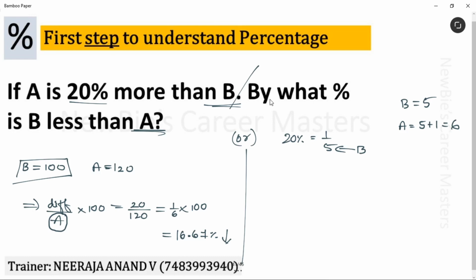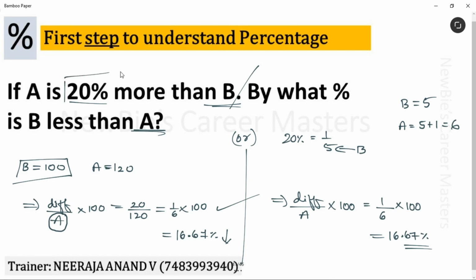Let's come to the actual question now. By what percent is B less than A? Less than, more than, again we have to take the difference. Now the comparison is with A. So let's take A to the denominator into 100. Difference is 1. Now what is the A value? 6 into 100. See, we got the same answer. This value is 16.67%. That's it.